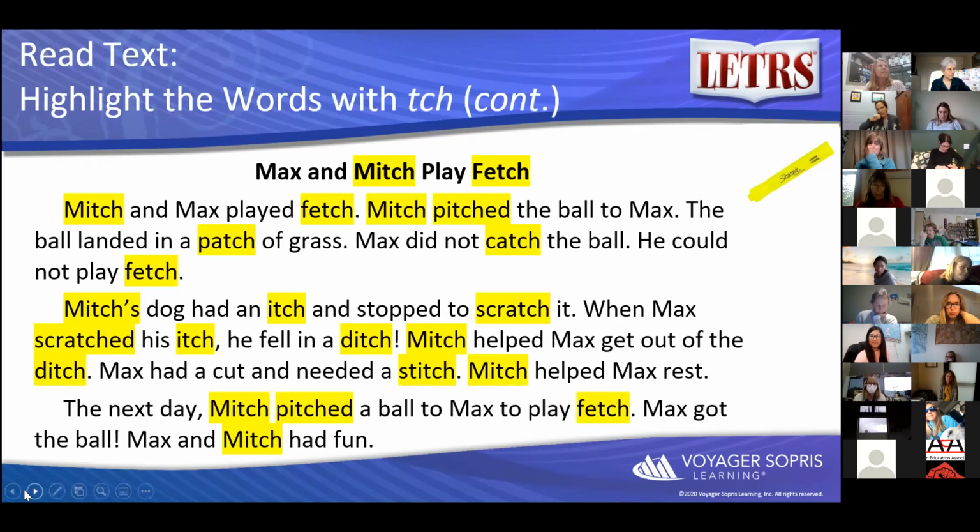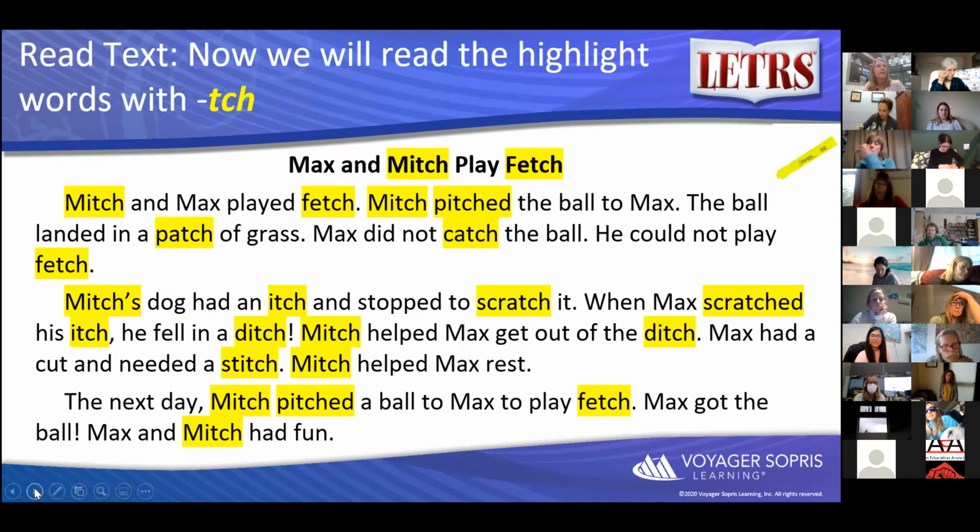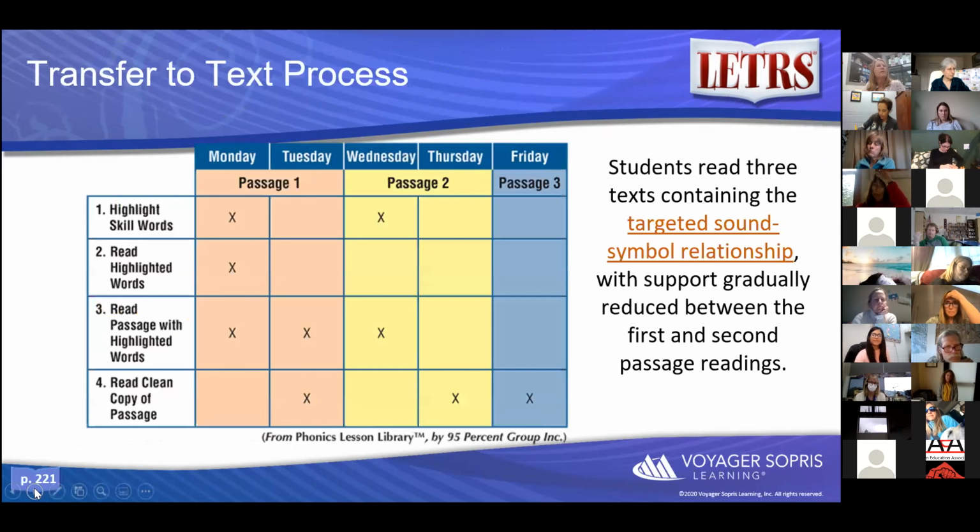Just jumping ahead, and then I'll come back. These are the words that you've highlighted or underlined. And in your book, there is this suggestion for a transfer to text process. So what we did was highlight those words. We would go ahead and read just the highlighted words. Then read the passage with the highlighted words. And the suggestion is to do that on day one. The next day would be to read the passage with the highlighted words, then read a clean copy.